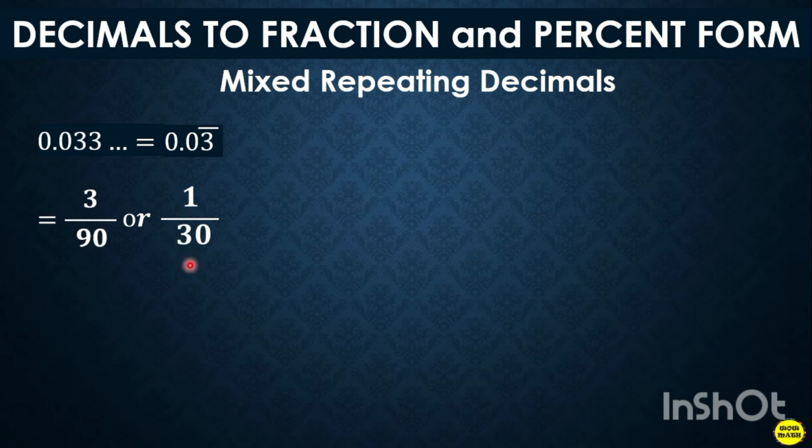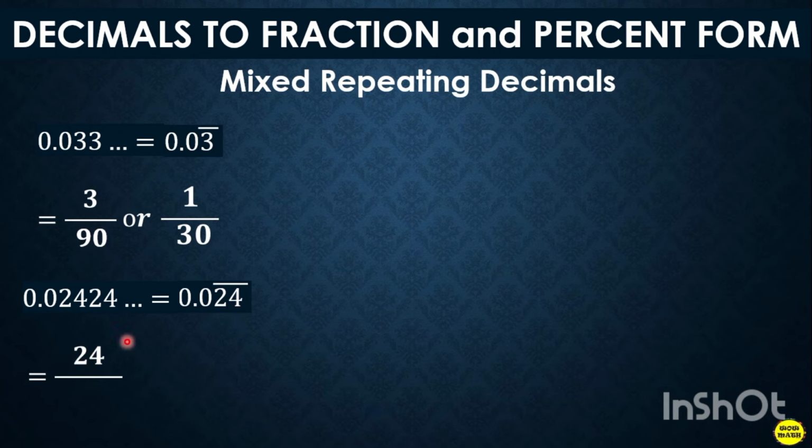So, if you try to divide this using calculator, ito po ang lalabas. Next. I have 0.02424. So, pag nire-write natin siya, 0.024 vinculum. So, ano yung mga repeating digits mo? 24. Ilan ang repeating digits? 2. So, 99. Tama? Ilan ang non-repeating? Isa. So, isang 0. 990.